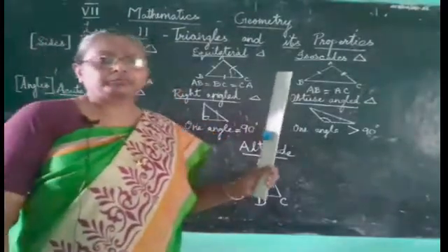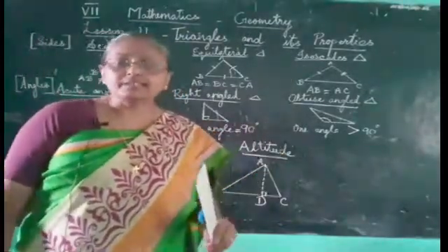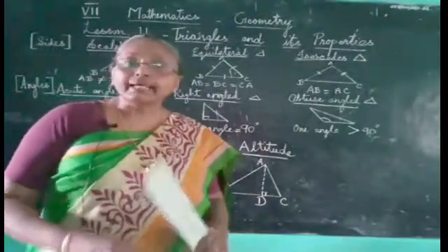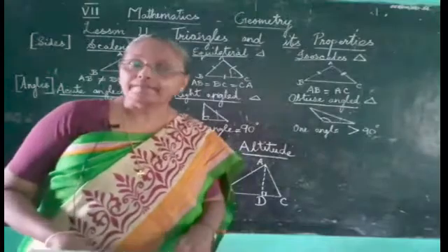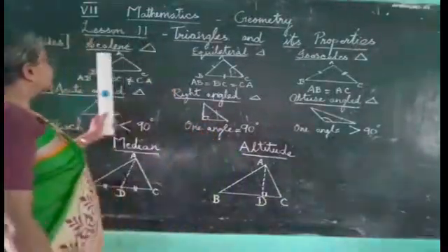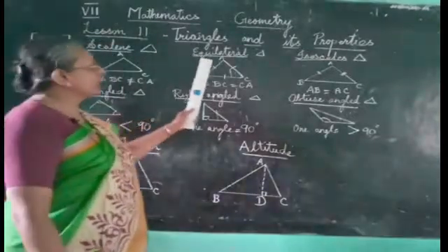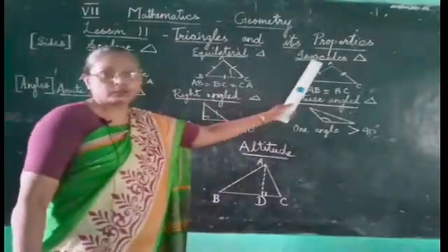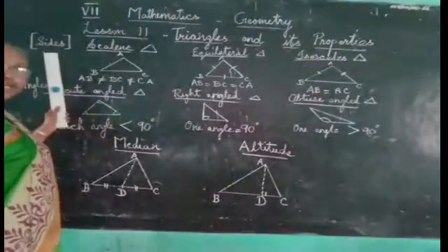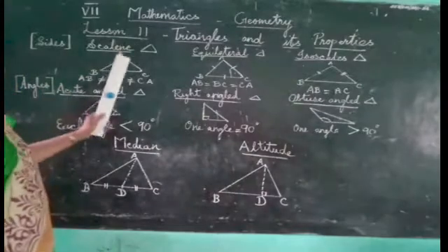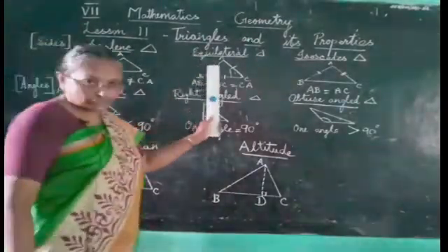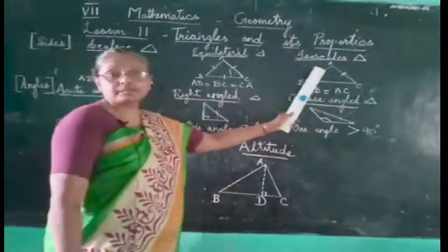Now the first type of triangles is based on the sides. Based on the sides of a triangle, we can divide the triangle into 3 types. They are scalene triangle, equilateral triangle and isosceles triangle.